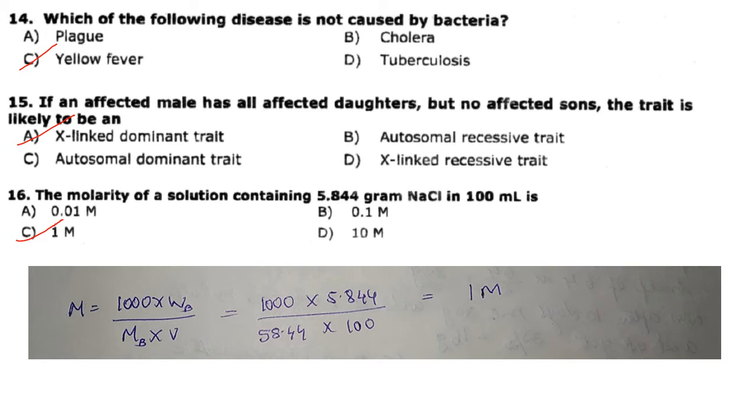Then next one. The molarity of a solution containing 5.844 gram NaCl in 100 ml is. So we have got the formula molarity is equal to 1000 into Wb by MbV. So Wb is the amount or grams of the substance, Mb is the molecular weight and V is the volume in ml. So 1000 into 5.844 divided by 58.44 into 100 will give you 1 molar. So answer is option C. This was a repeated question.